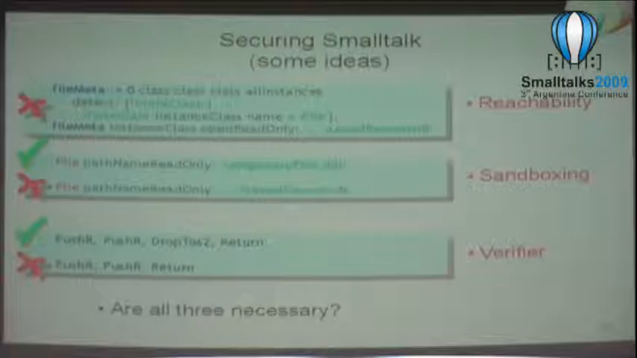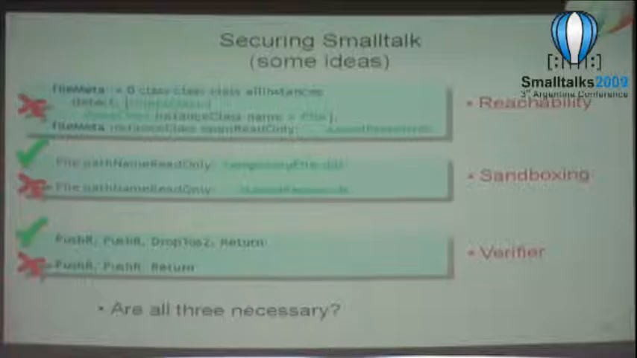One is through reachability. So if I cannot reach the file class, then I can't open files. That's pretty straightforward. Unless there's another way to open files, right? And unless I forgot one way to reach the file class. Like in a highly reflexive language, where you can do class all instances, it's very hard to cut what you can access. Of course, you can do it. For example, Newspeak is going in that direction. But I want you to understand that it needs to be implemented at the VM level. It can't be implemented in the language itself, as far as I understand it.